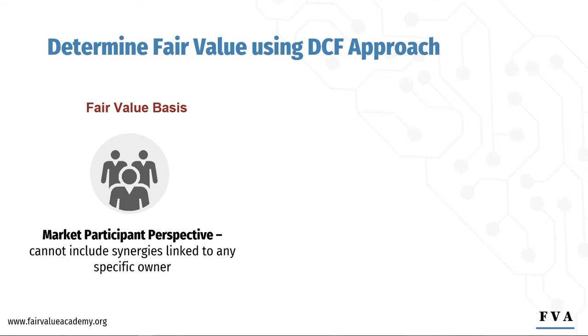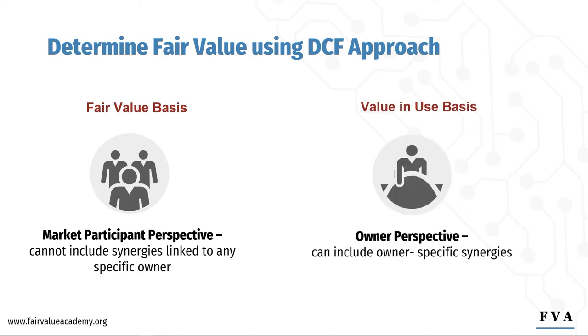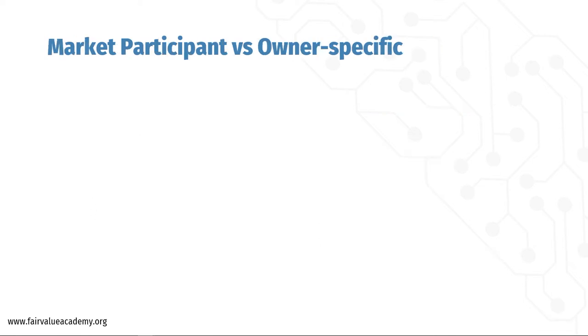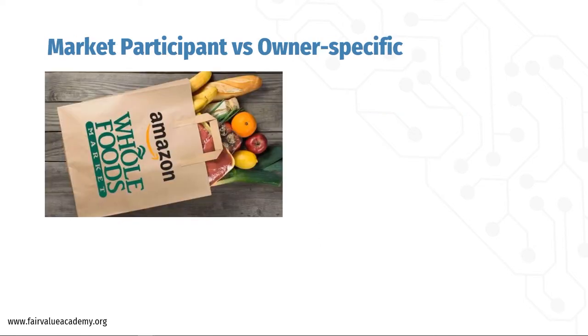Now, how is this different to value in use? Under VIU, we took the specific perspective of the owner and we only included the owner-specific synergies in our VIU cash flows. Let me illustrate the difference between market participant perspective and owner-specific through a simple example. Let's look at Amazon's acquisition of Whole Foods supermarkets, which was very synergistic.